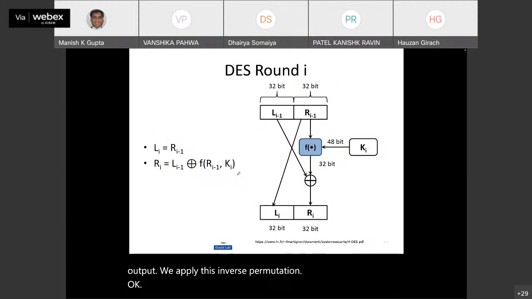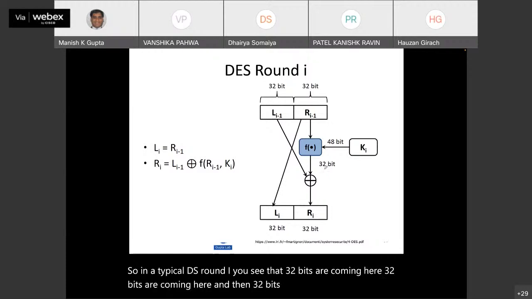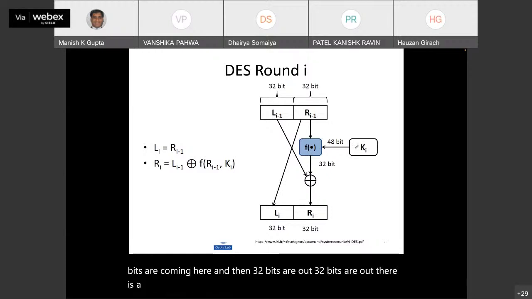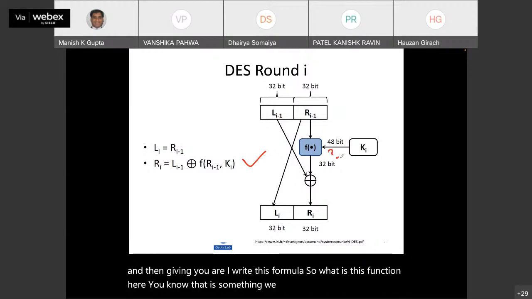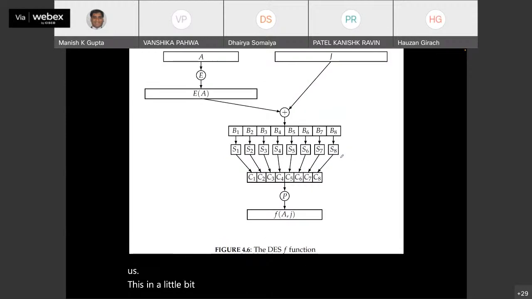So in a typical DES round, you see that 32 bits are coming here, 32 bits are coming here, and then 32 bits are out, 32 bits are out. There is a function. Ki is 48 bits, which is mixing, taking Ri minus 1, Ki, and then giving you Ri, right? This formula. So what is this function here? That is something we are really interested in. So let us see this in a little bit more detail.